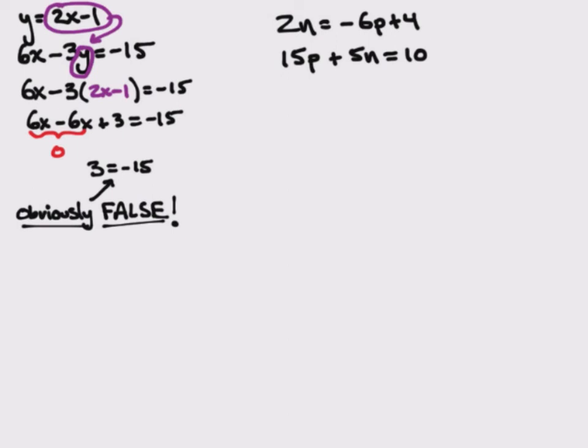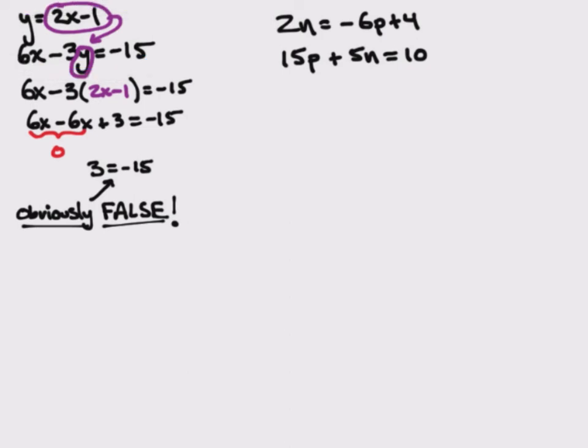So when we tried solving this first system of equations, we ended up with the obviously false statement 3 equals negative 15. What does that mean? I mean, there's certainly no value of x and y that will ever make 3 equal to negative 15. Remember, when we did this substitution, we assumed that there was a solution. We assumed that both of these equations in the beginning were true at the same time.